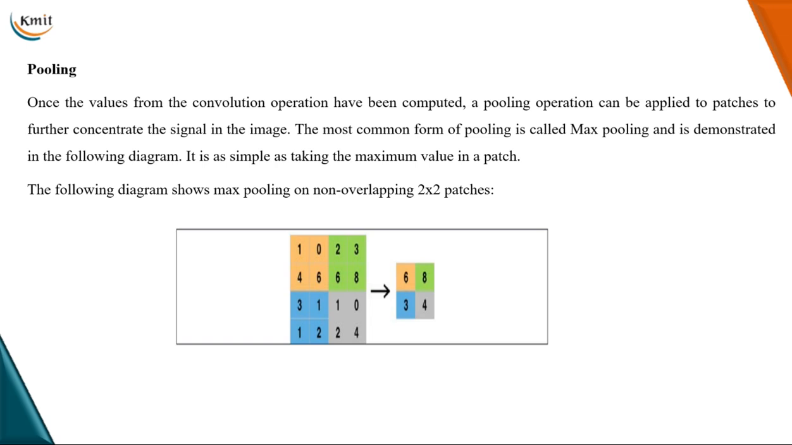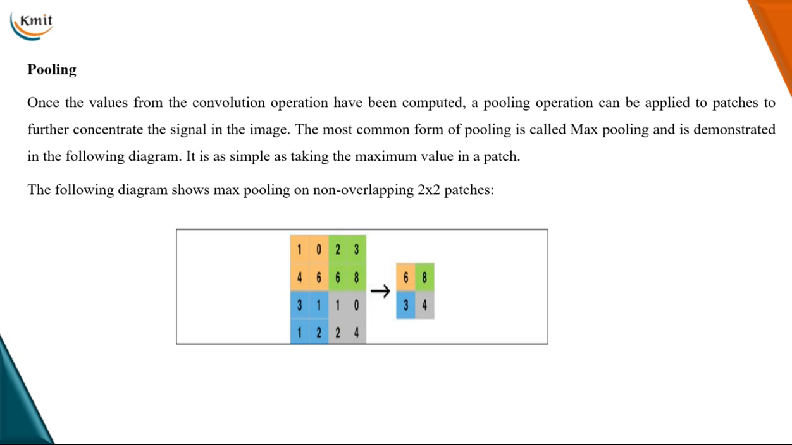Once the values from the convolution operation have been computed, we go for pooling. Pooling is an operation that can be applied to patches to further concentrate the signal in the image. We have average pooling and max pooling, of which the most common form is called max pooling, which you can see in the following diagram. It is as simple as taking the maximum value in the patch.